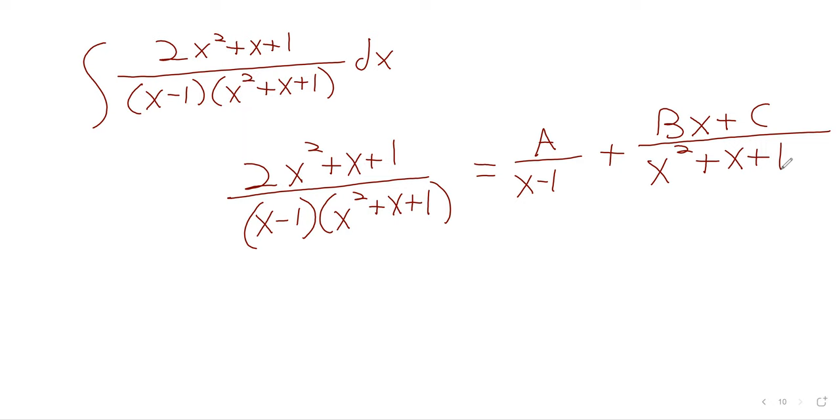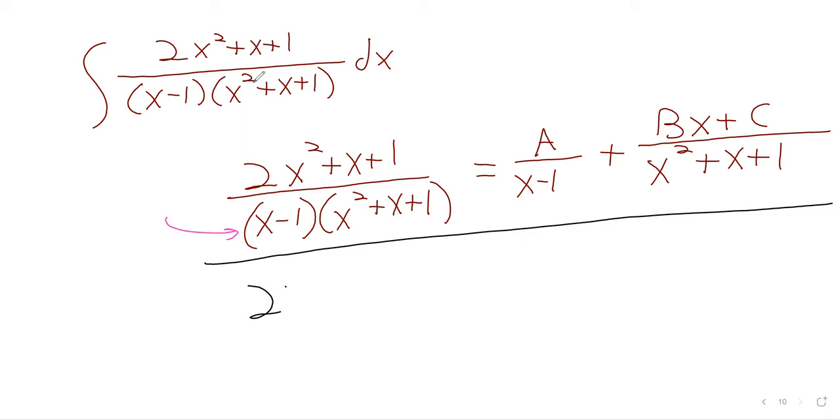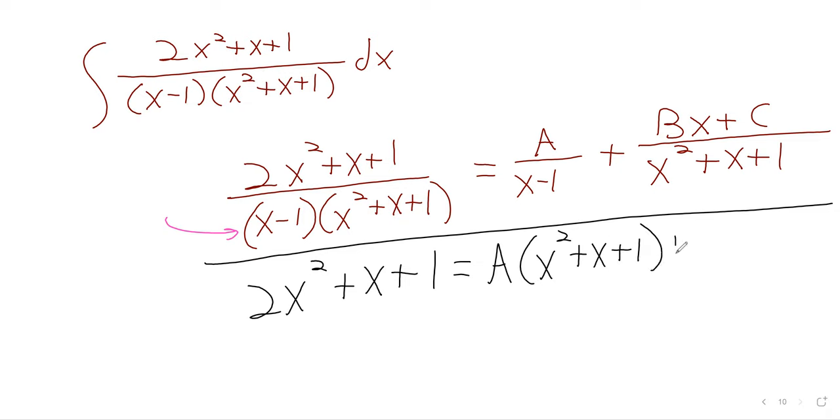The first step of the Heaviside process is to clear that denominator. We'll multiply both sides by that expression. And we end up with 2x squared plus x plus 1 equals A times (x squared plus x plus 1) plus (Bx plus C) times (x minus 1).